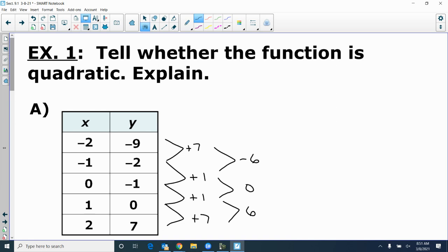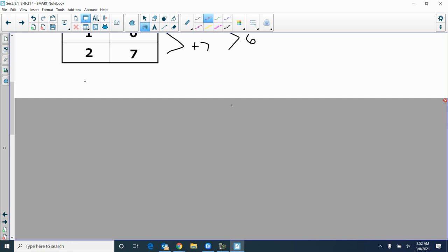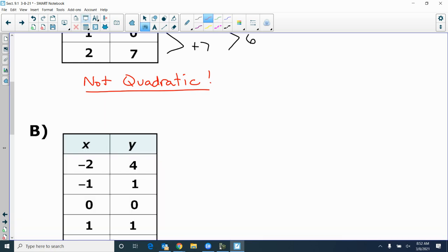What does that tell you about the function? Is it quadratic? No. So you would say not quadratic. You can put that underneath it or where you have room. Not quadratic. You're testing the second differences, so it's not going to look like a parabola.